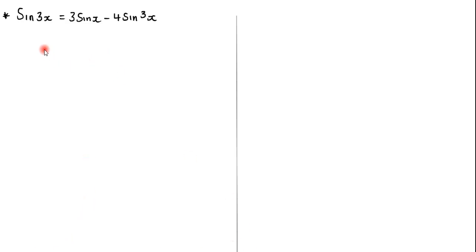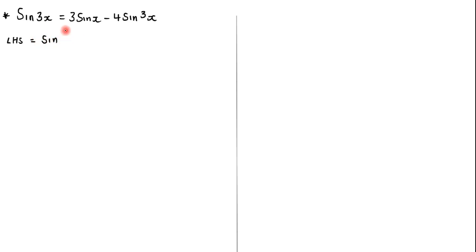All right, so over here we have our very first question, which is we need to prove that sine 3x is equal to 3 sine x minus 4 sine to the power of 3 x. All right, so what is the first thing that we're going to do here? Mainly here we're going to be focusing on our left hand side. Now what you see on the left hand side is that we have sine 3x.